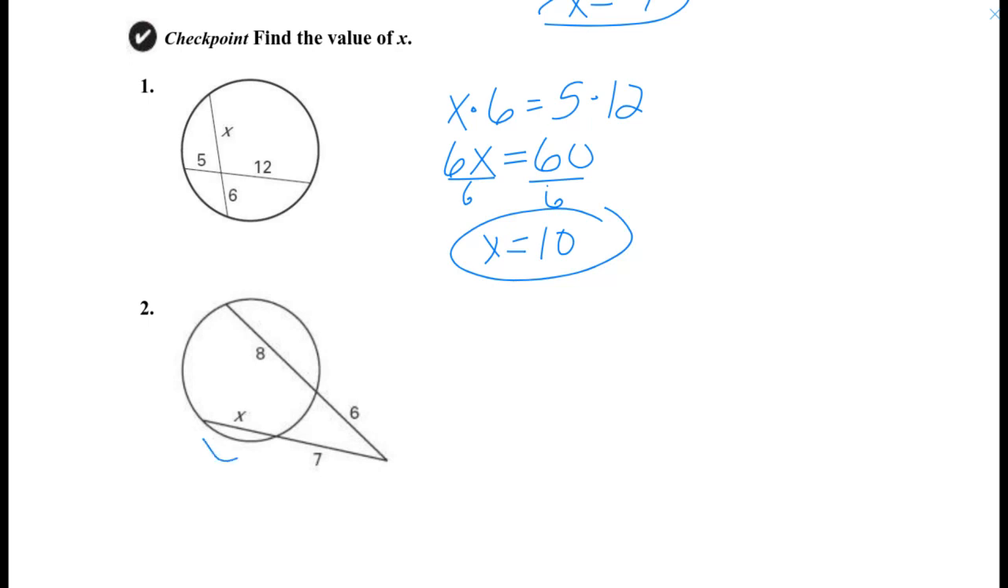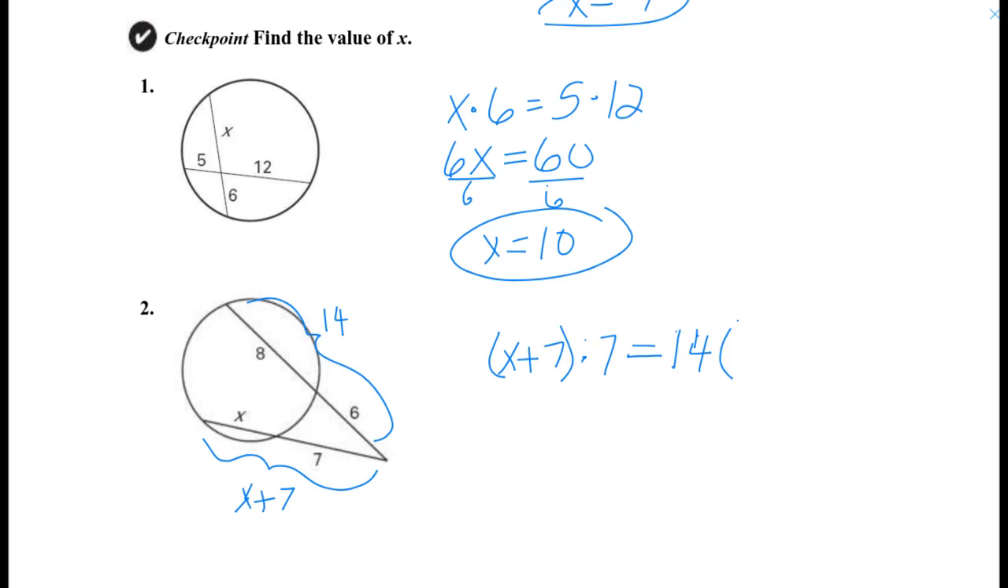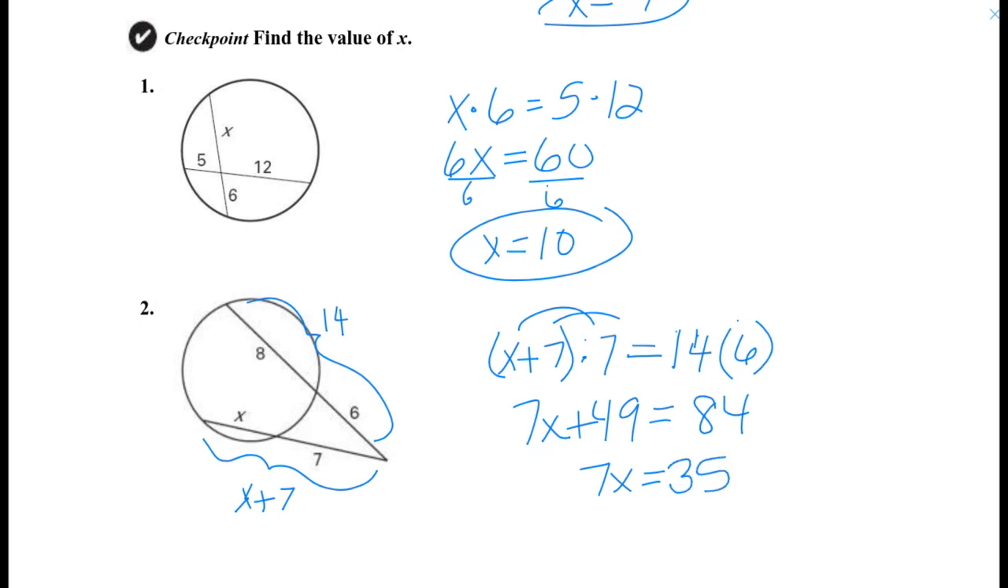In the second one, we have our secant segments here. So this one's x plus 7. This one would be 14. So we know that the secant segment x plus 7 times its external segment, which is 7, is equal to the other secant segment 14 times its external segment, which is 6. Distribute over here and multiply over here. We subtract and divide, and we come up with an x value of 5.